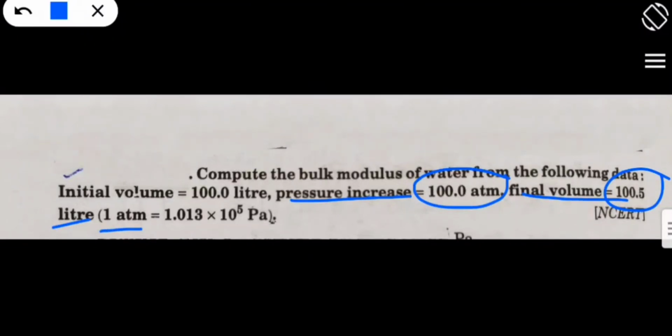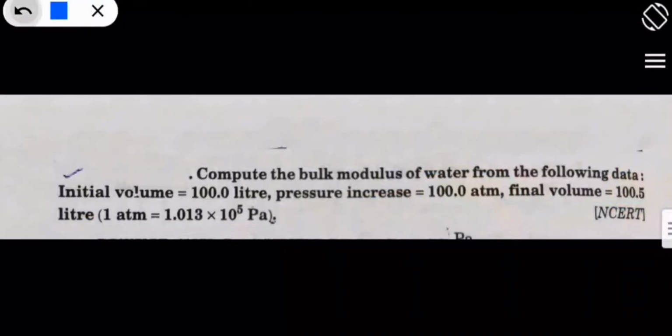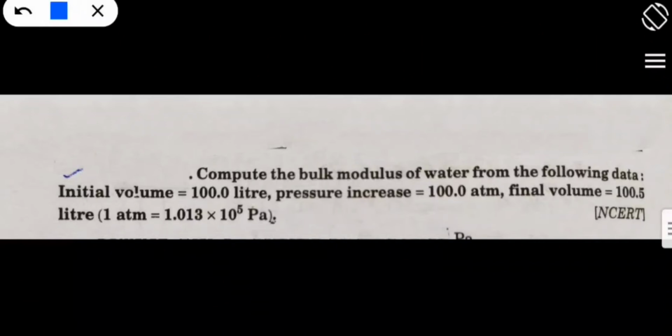You can see here, 1 atmospheric pressure, 1 atm, is equal to 1.013 into 10 to the power 5 pascal. Here we have the given data like this. You can write it down quickly. What are the given data? Pressure is given to you.